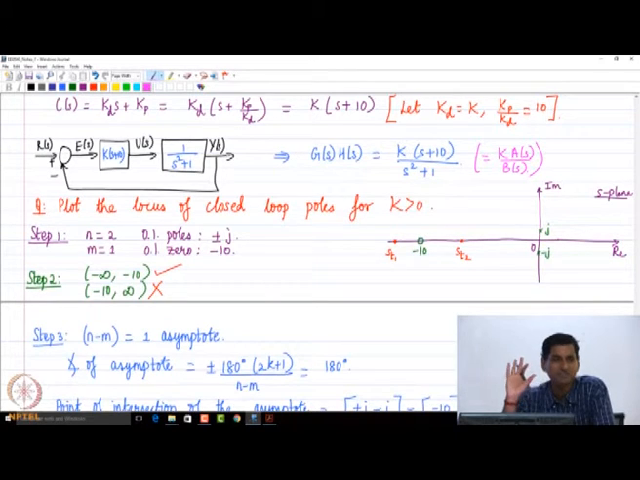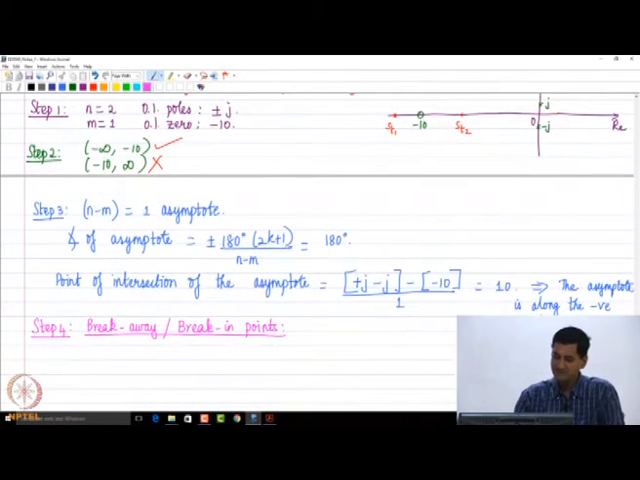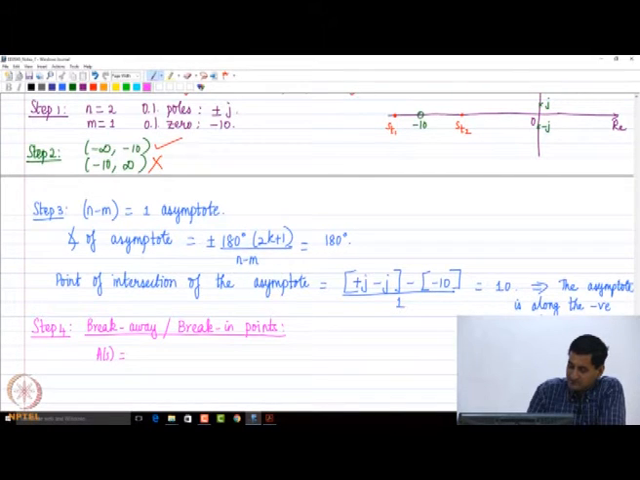As I told you, you just need to follow the steps. If you follow the steps methodically, we would be able to get the root locus. So that's it. A of s is going to be s plus 10, and B of s is going to be s squared plus 1.